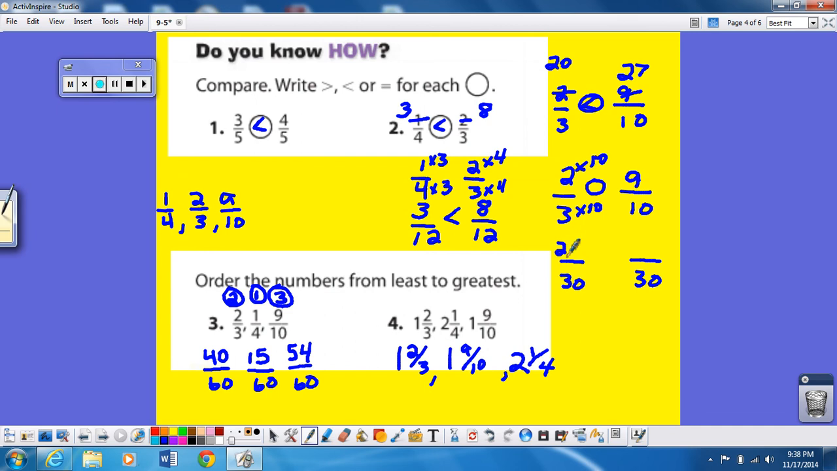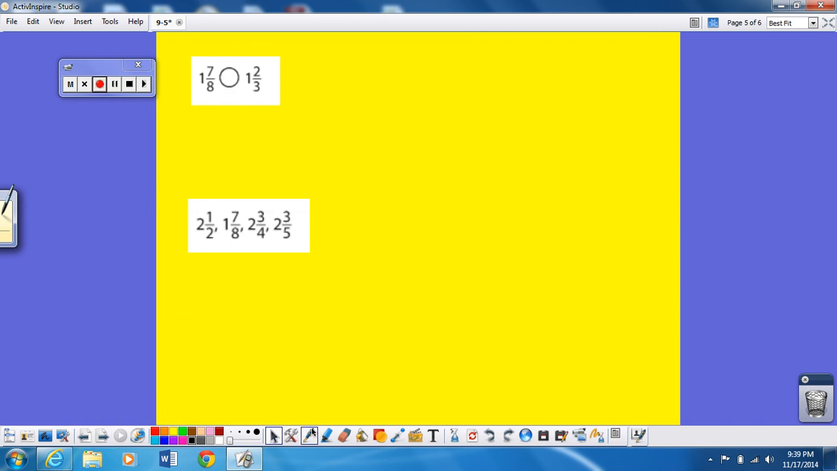So that would be 20 30ths. How did I get from 10 to 30 over here? I multiplied by 3, which means I have to come up here and multiply by 3. 9 times 3 is 27. Do you see I came up with the same answer? It's really cool. So I know that I'm correct in saying that 1 2/3 is less than 1 9/10. Okay? I know this is a lot, but I think the more we practice, the better we're going to get at this.